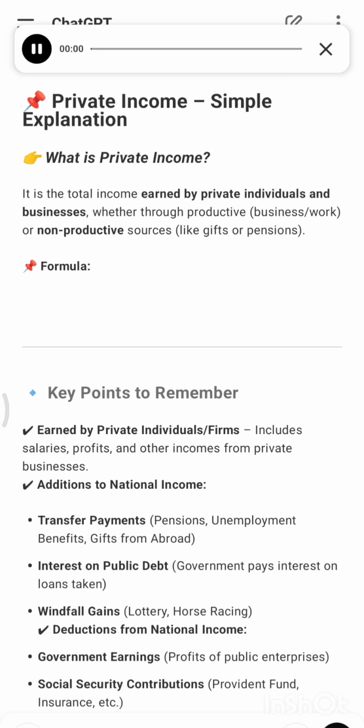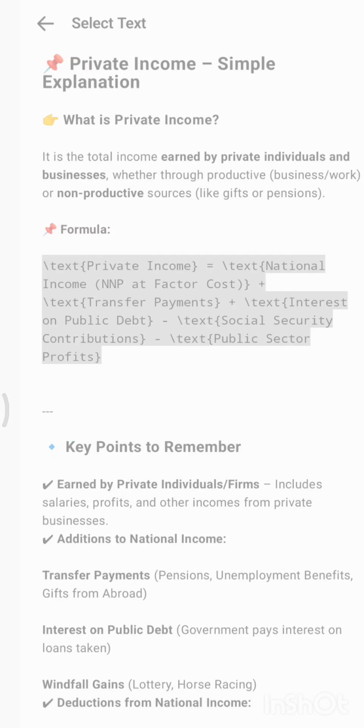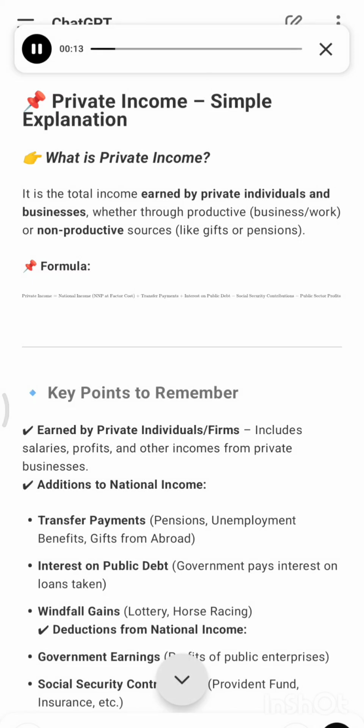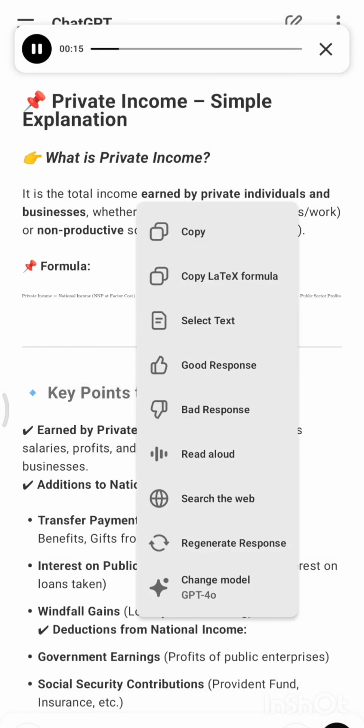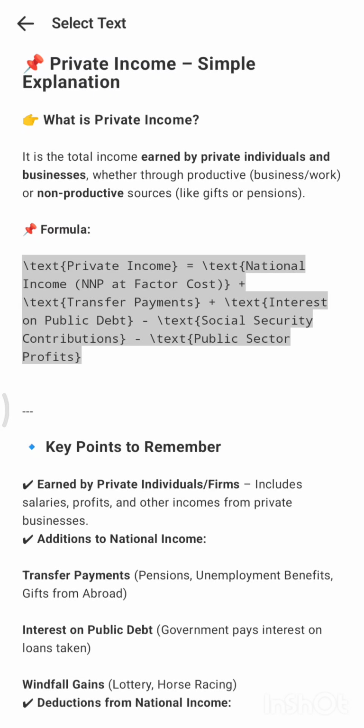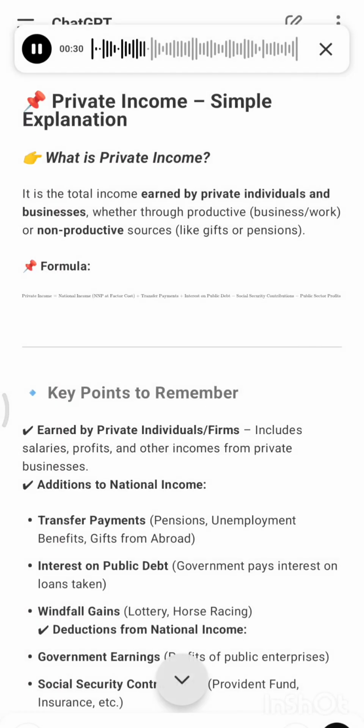Private income, simple explanation. What is private income? It is the total income earned by private individuals and businesses, whether through productive business work or non-productive sources, like gifts or pensions. Formula: private income equals national income, NNP at factor cost, plus transfer payments, plus interest on public debt, minus Social Security contributions, minus public sector profits.